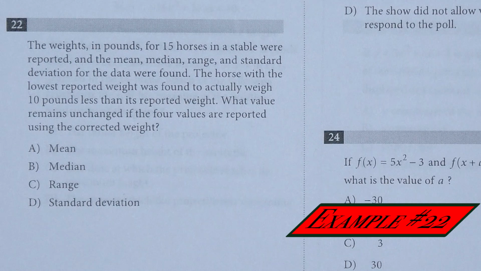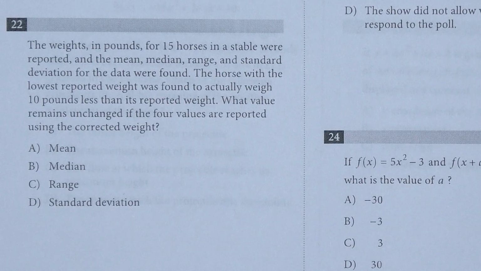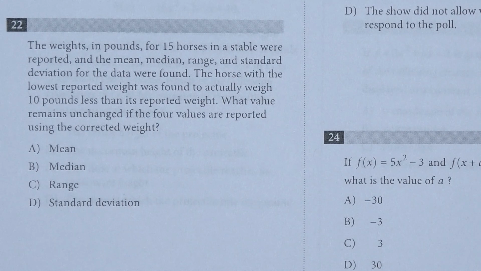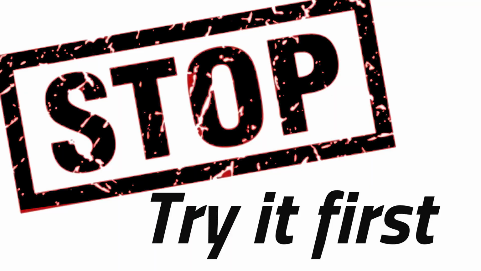The weight in pounds for 15 horses in a stable were reported, and the mean, median, range, and standard deviation of the data were found. The horse with the lowest reported weight was found to actually weigh 10 pounds less than its reported weight. What value remains unchanged in the 4 values reported?